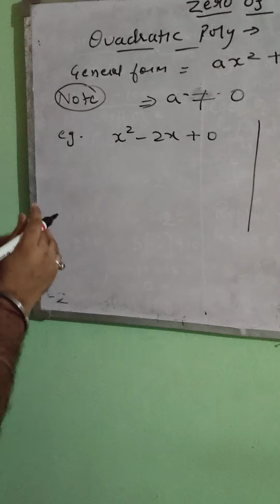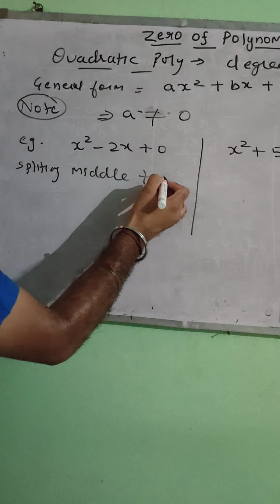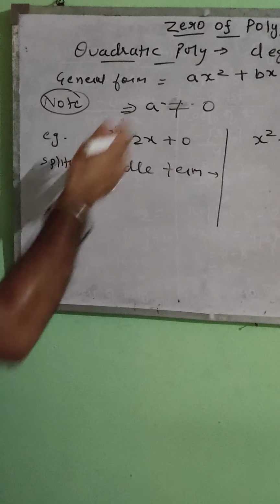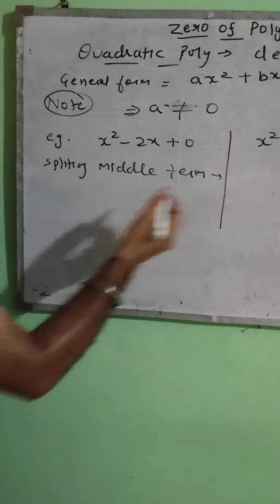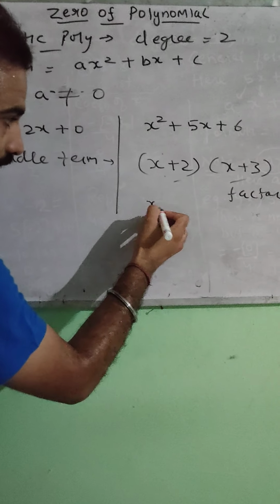I'll tell you that there is no shortcut, there is no formula to find the 0 of this polynomial. There is only one method, that is splitting the middle term, or there is one more formula that you will learn in later classes. Let's split this middle term. I am not telling you how to split, I am doing it directly. After splitting you will get x plus 2 and x plus 3, two factors. From here you need to calculate the value of x.